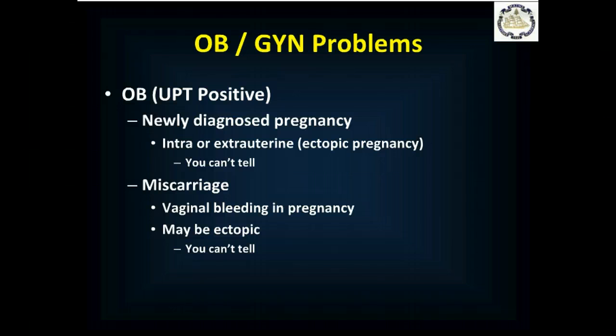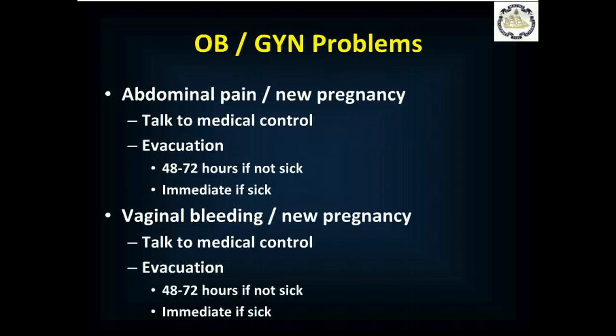Now, if that patient didn't know they were pregnant before, or they knew they were pregnant but they haven't had an ultrasound proving that the baby is in the uterus, it may be an ectopic pregnancy. It may be outside of the uterus, and you can't tell from the history. So if the patient doesn't have a known intrauterine pregnancy by ultrasound, then you have to assume it's an ectopic pregnancy. So what do you do?